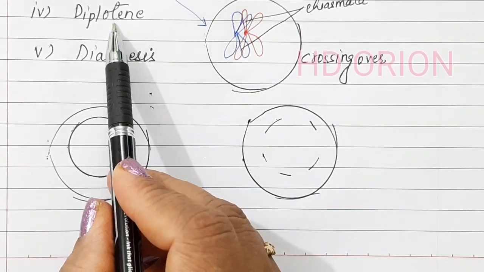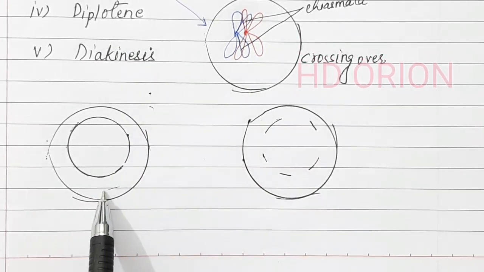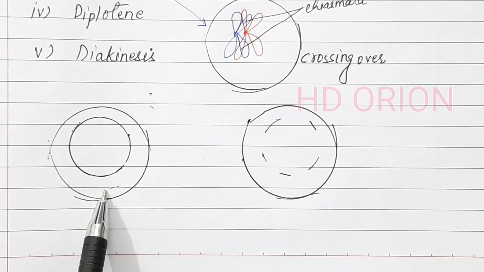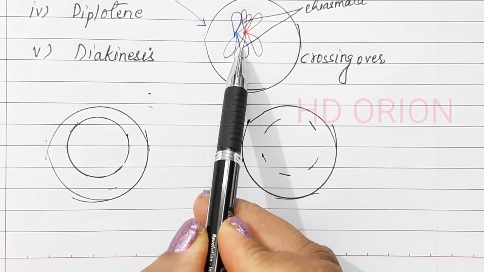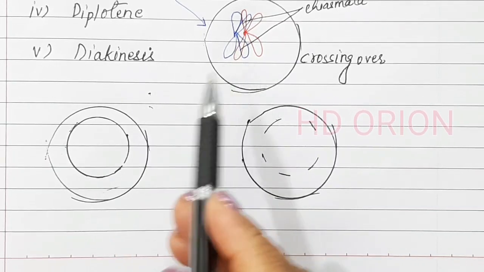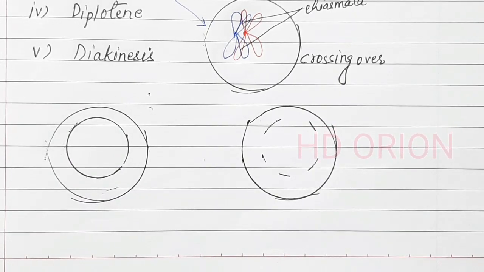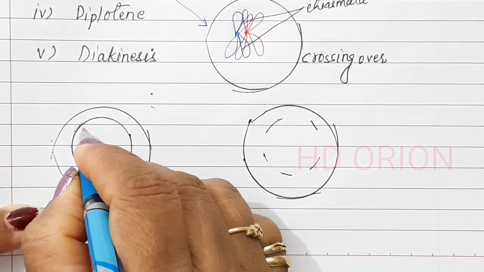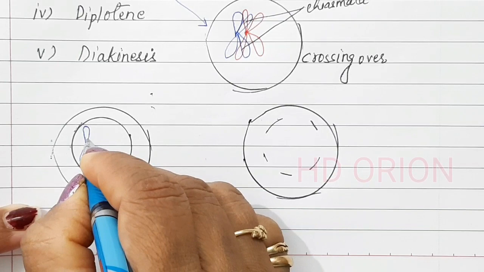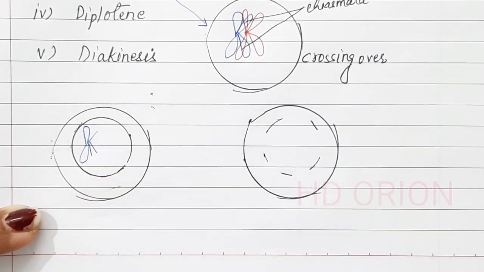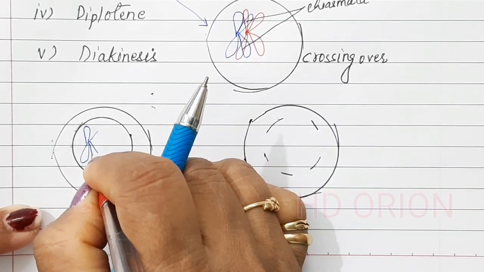Now we are going to study the fourth stage. This is the fourth stage, which shows diplotene. In diplotene, the terminalization of chiasma takes place. Here the chiasma had been formed and the chiasma will be terminated over here. So what we see is that the maternal and the paternal chromosome are separated with the exchange of chromosomal material.